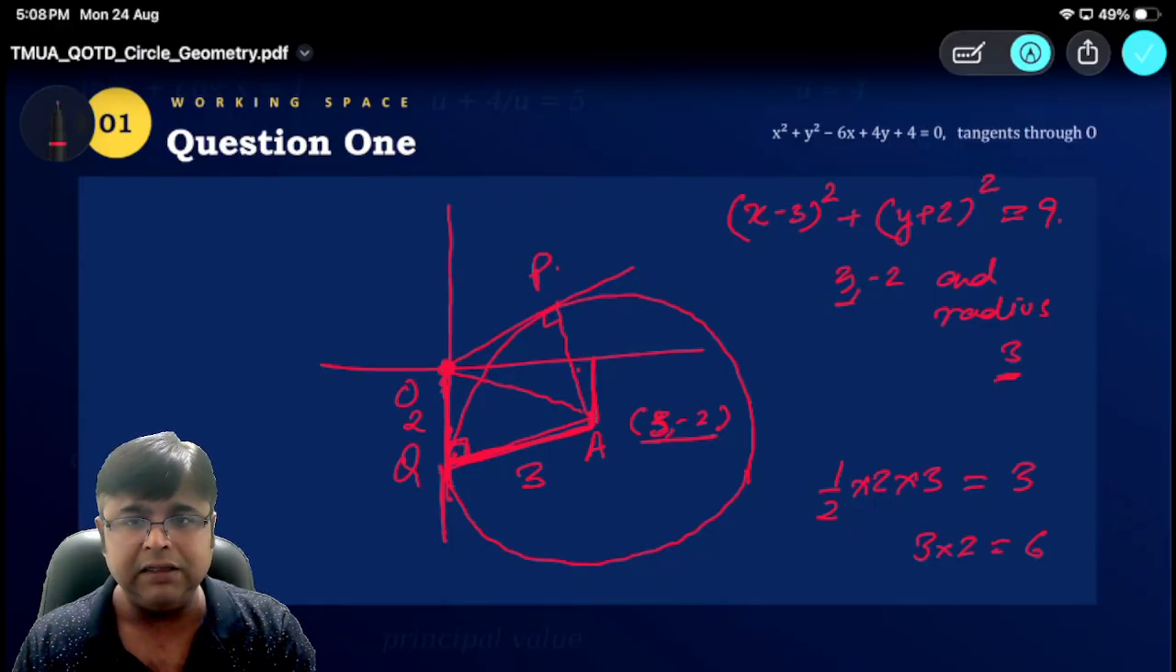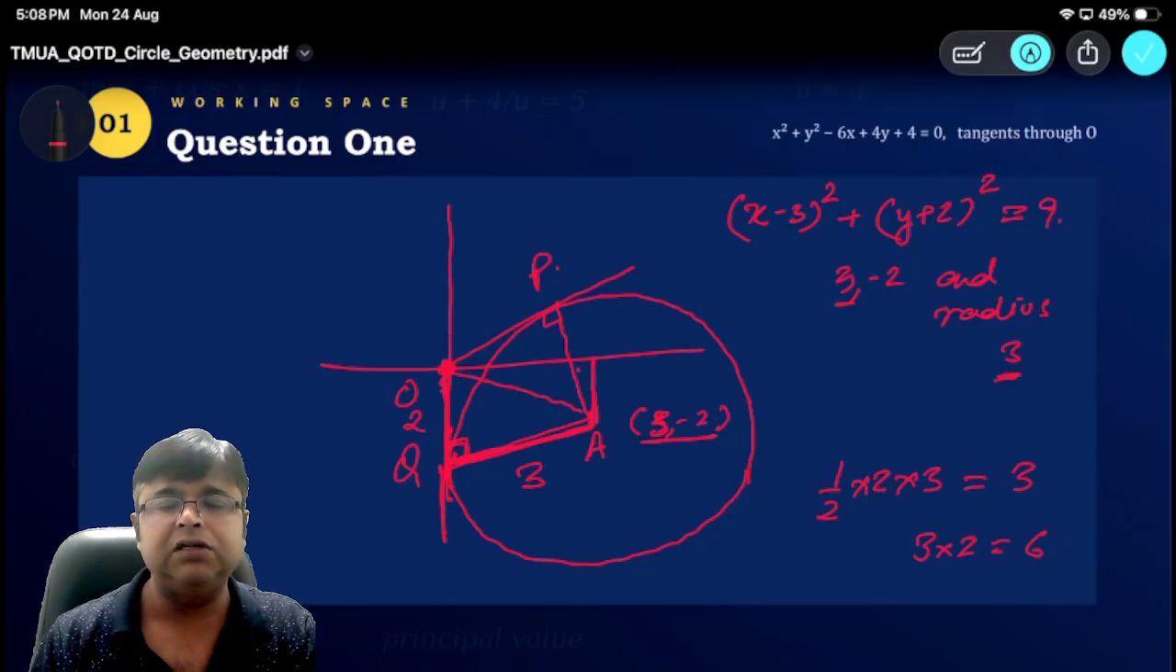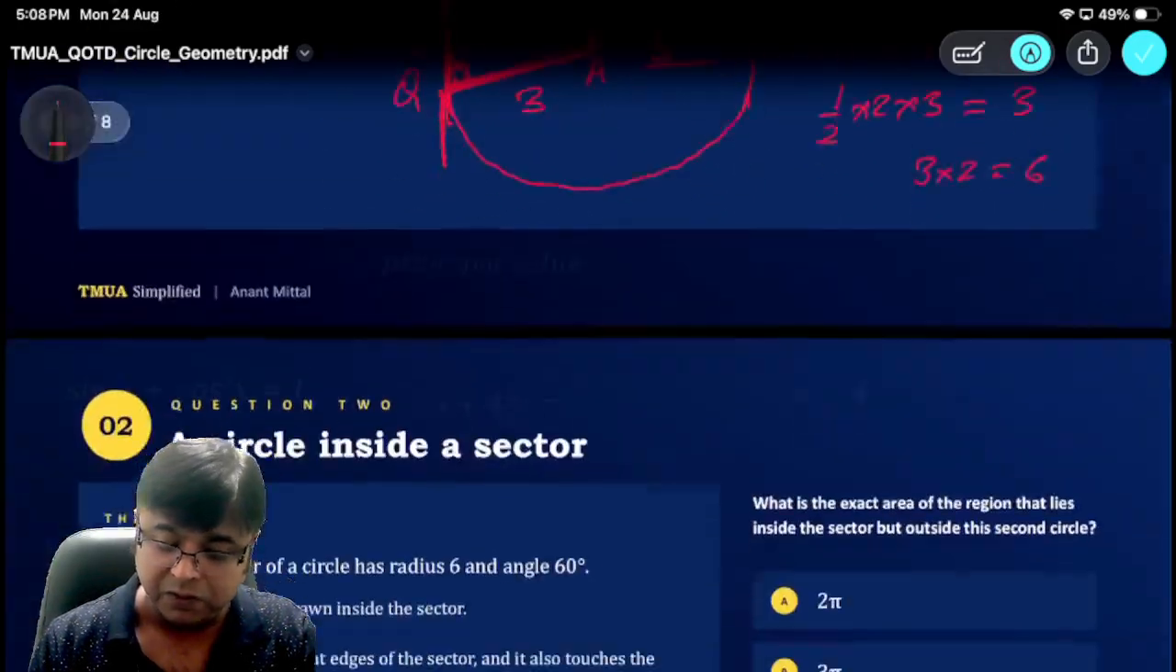So understanding the figure is very important. Once I understand the geometry of this figure, then doing the problem is not very difficult. Right. Let's move on to the next.